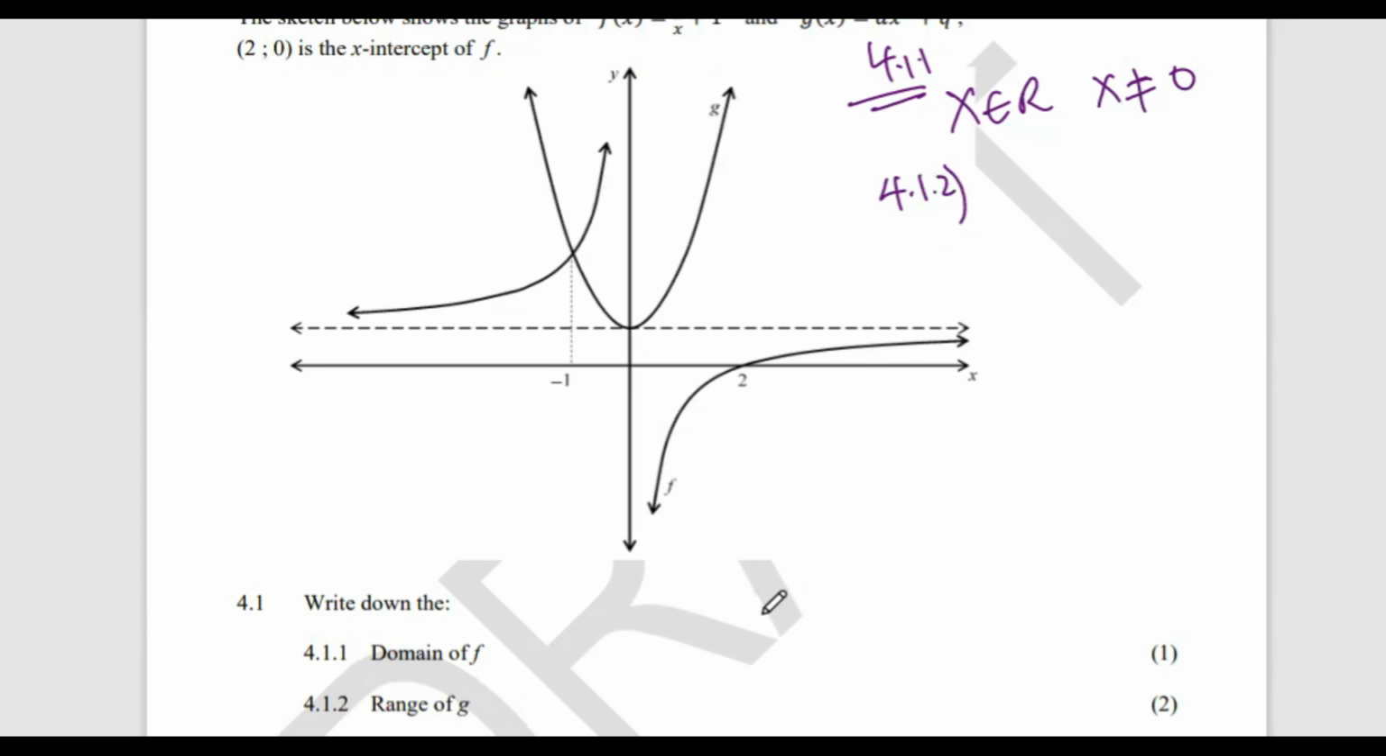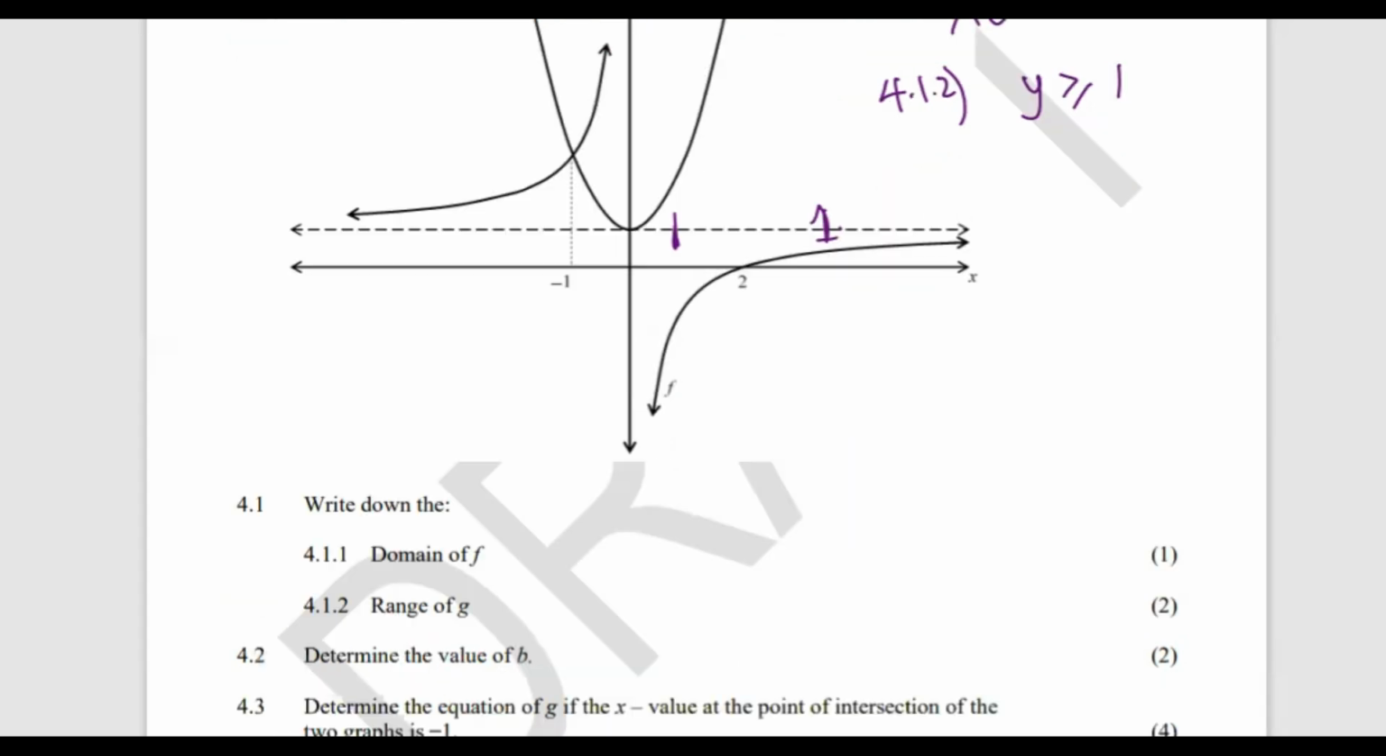4.1.2, they want the range of g. So for g, we know that the horizontal asymptote is 1. So this line is the line of 1, where y is 1. And that is the turning point of g. Which means g can stretch everywhere above 1. So we're only going to say that y is greater than or equal to 1. Then 4.2, they want us to get the value of b.